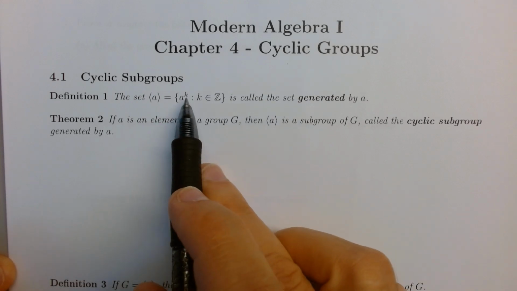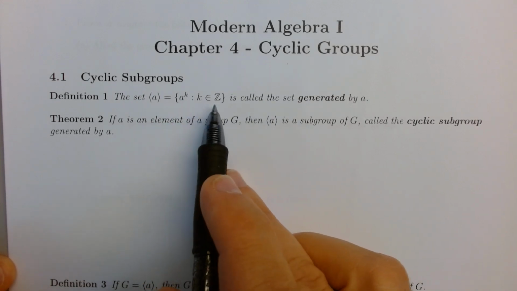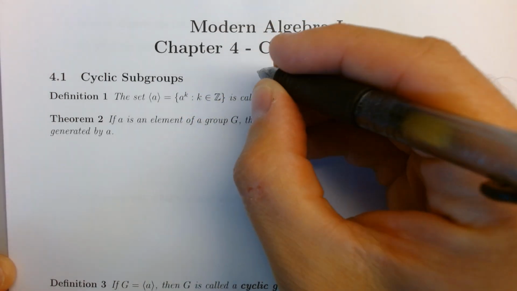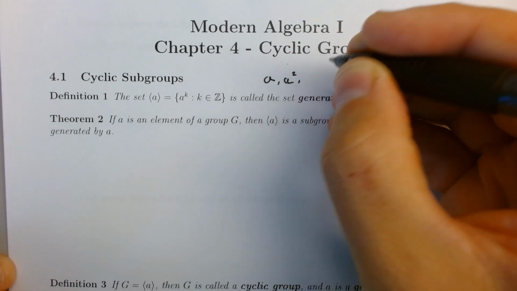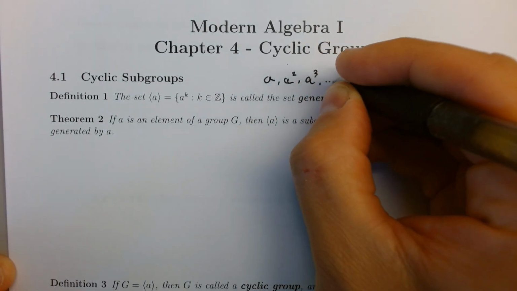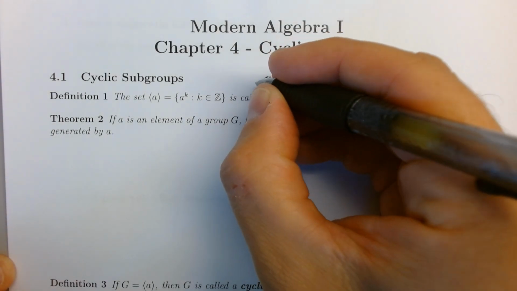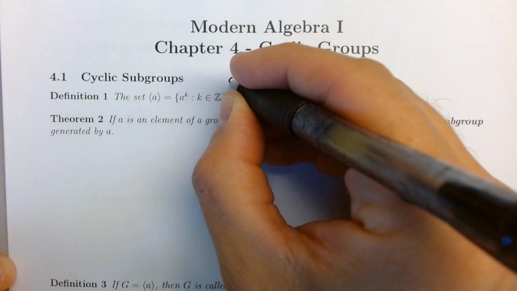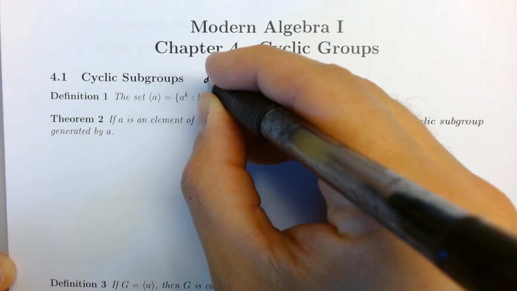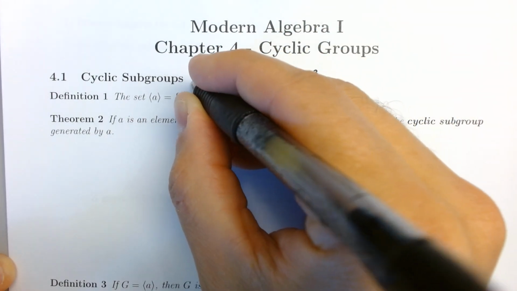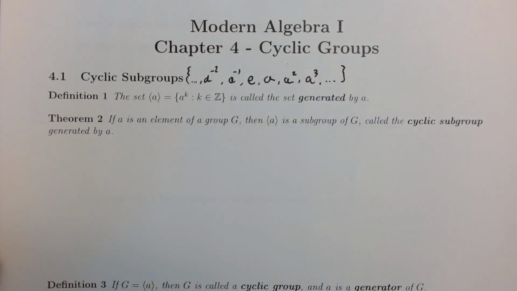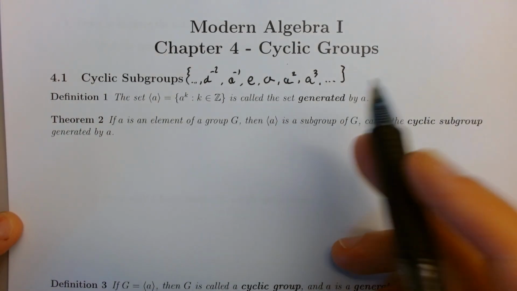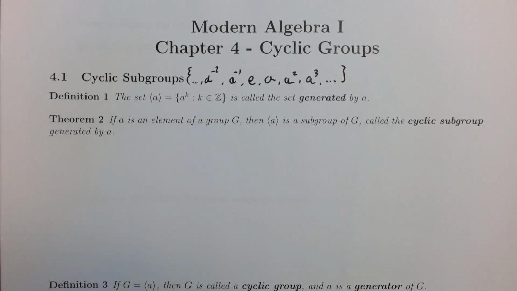And what we mean by that is we're taking all powers of that element, where the powers can come from the integers. So this would include, of course, a to the first power, a squared, a cubed, and so on, but also a to the 0 power, which is the identity, and then a to the minus 1, the inverse of a, a to the minus 2, the inverse of a squared, and so on. So we're calling that the set generated by a, but of course we want to show that this is actually a subgroup of whatever group it comes from.